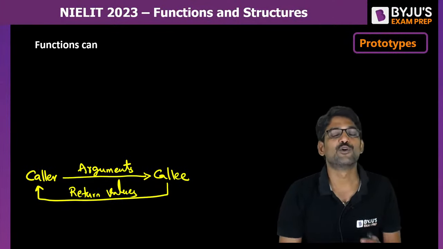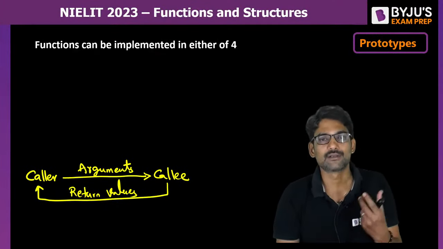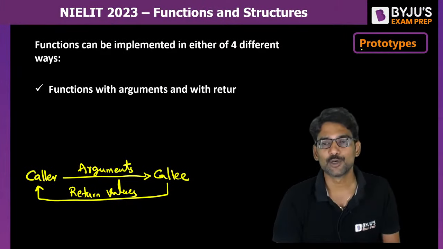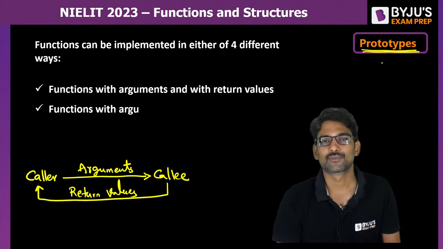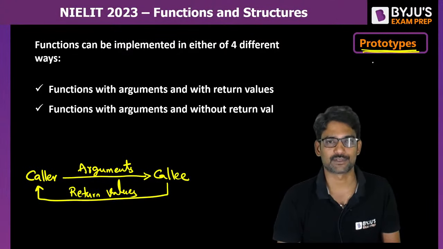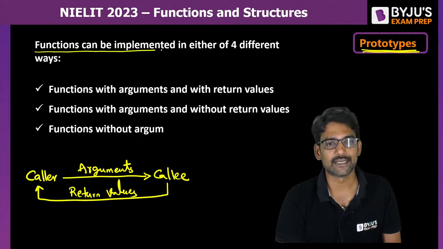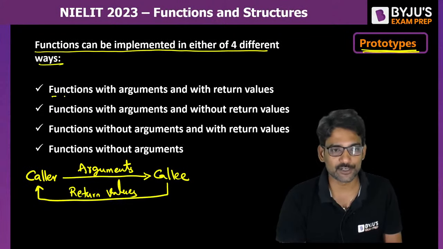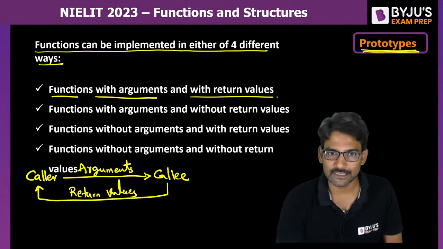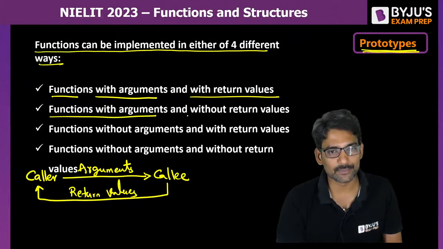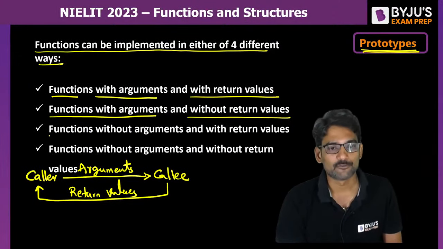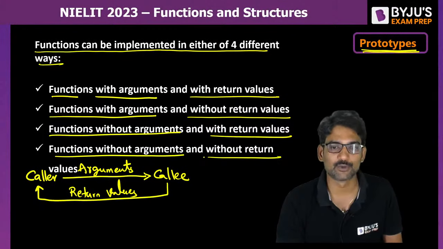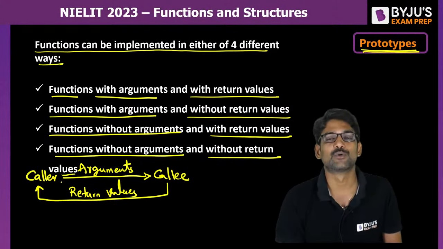So we have 4 different combinations where we can use these functions. They are called function prototypes. Functions can be implemented in either of 4 different ways. What are they? Function with argument with return value, with argument without return value, without argument with return value, without argument without return value.